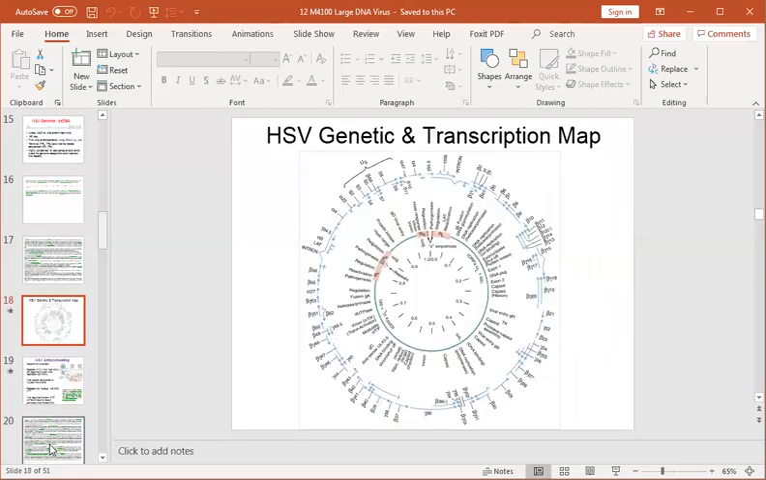Moving to slide number 18, it is the herpes simplex virus genetic and transcription map. It basically shows the relative location of each transcriptional unit and then the factors that contribute to the expression of various genes.